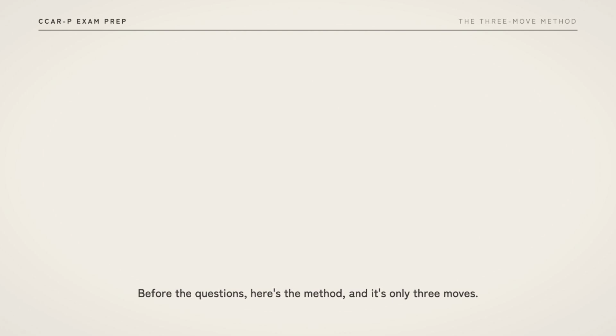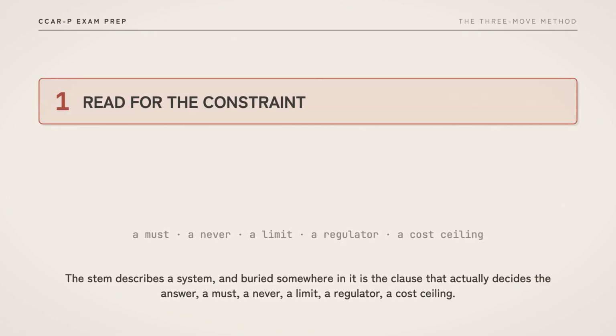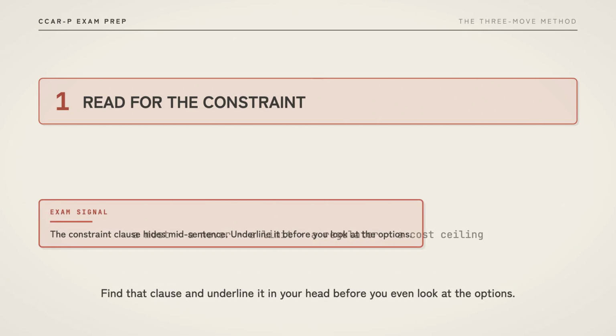Before the questions, here is the method, and it's only 3 moves. First, read for the constraint, not the topic. The stem describes a system, and buried somewhere in it is the clause that actually decides the answer: a must, a never, a limit, a regulator, a cost ceiling. Find that clause and underline it in your head before you even look at the options.